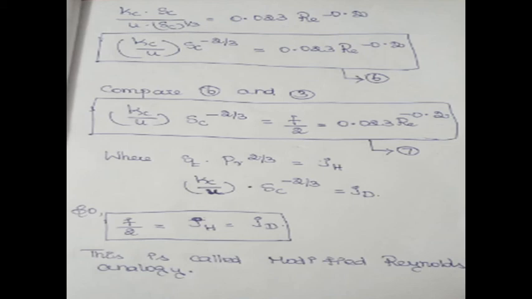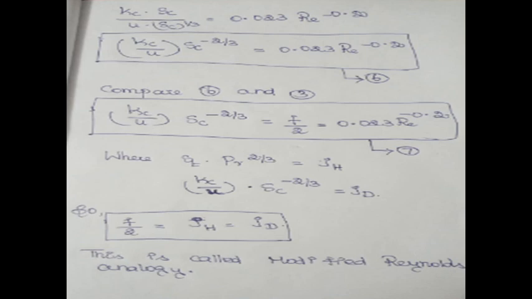So finally we have the expression F by 2 is equal to JH is equal to JD. How does it come? You compare the fourth expression and the seventh expression. From the fourth expression, F by 2 is equal to JH is equal to 0.023 Reynolds power minus 0.2. Similarly, from the seventh expression, JD is equal to F by 2 is equal to 0.023 Reynolds power minus 0.2. So in both expressions 0.023 Reynolds power minus 0.2 is common, and that is equal to F by 2. So finally F by 2 is equal to JH is equal to JD.